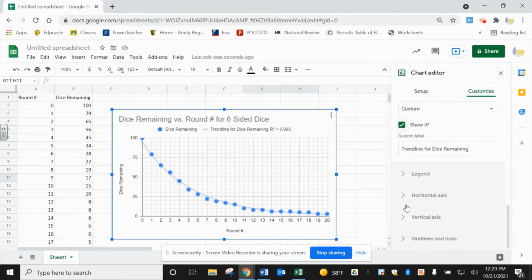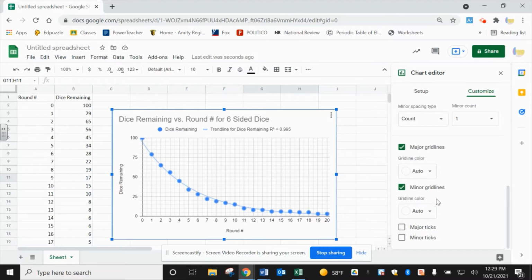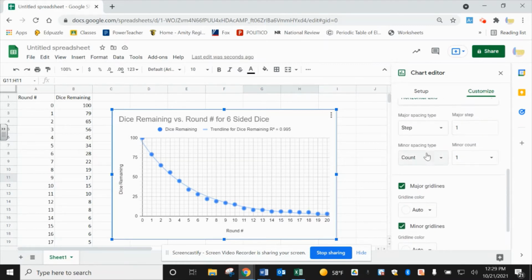So in order to do that, you're going to go to grid lines and ticks. And for the major grid lines, it says up here major spacing type step. You're going to want to put a step of 1. It's going to want to immediately put a step of, I think 5 is what it does. You don't want to do that, okay? You want a step of 1, because I'm going to want to read this graph.